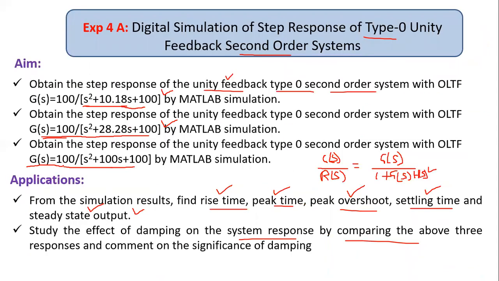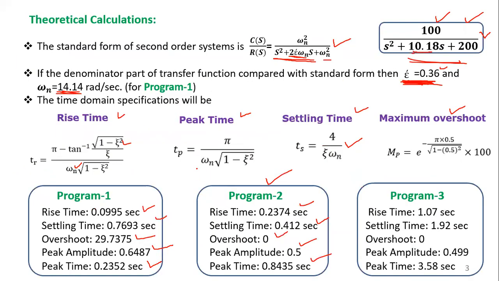In the third case, the open loop transfer function is 100 by s square plus 100s plus 100. Now if you convert into the closed loop, here we will get 100 by s square plus 100s plus 200 as the closed loop transfer function. Compare with the standard form, and then here we are getting an overdamped system. Zeta value is greater than 1, so it is an overdamped system. For that overdamped system also, we need to find the rise time, settling time, peak overshoot, and peak time.